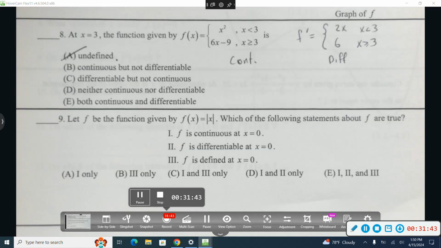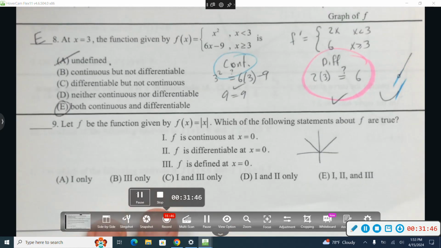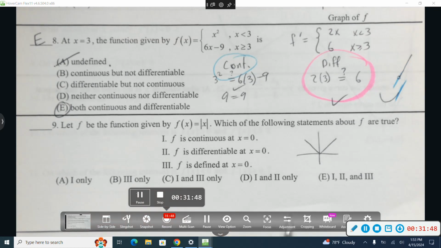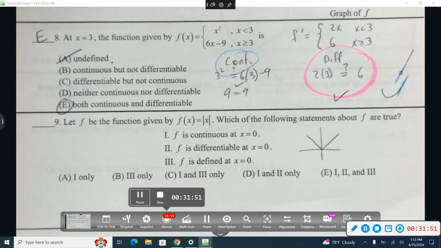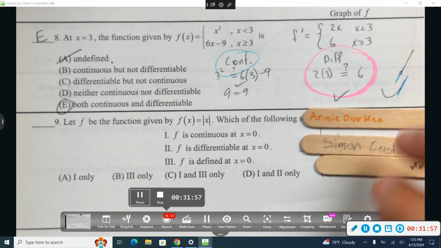Number 8. Second. So number 8 is E. Number 9, absolute value. I think I can get to everybody today. Get 3 more questions in.